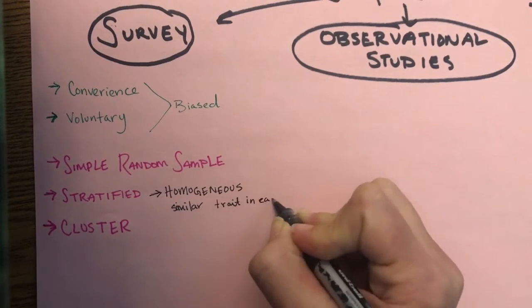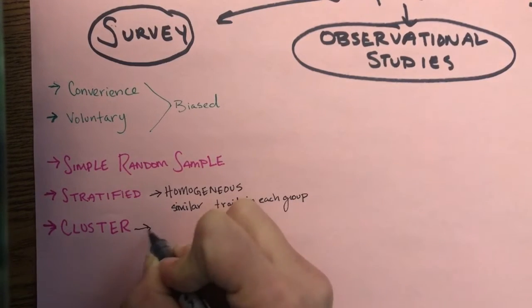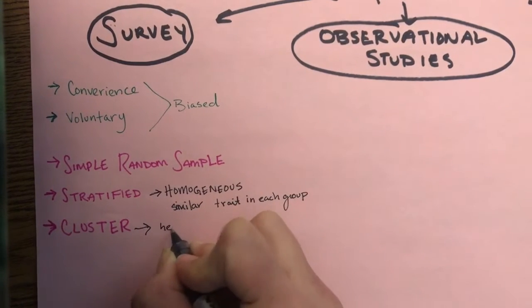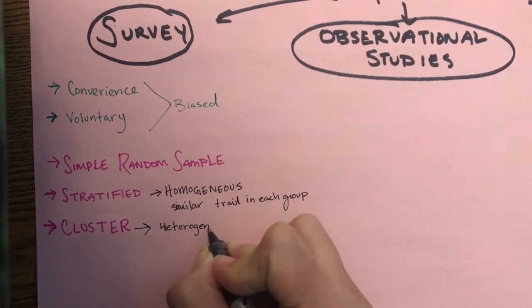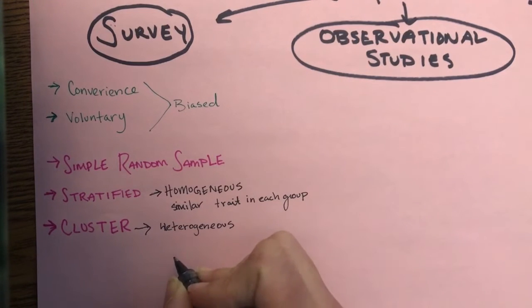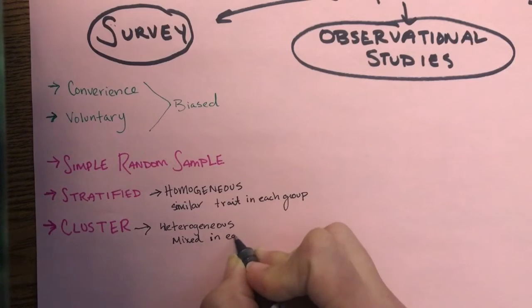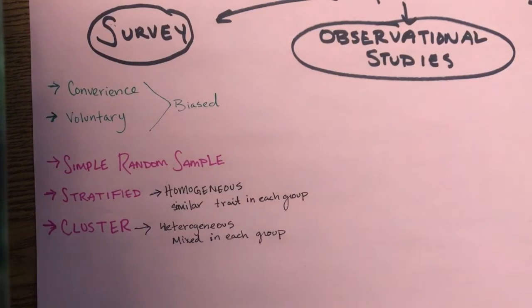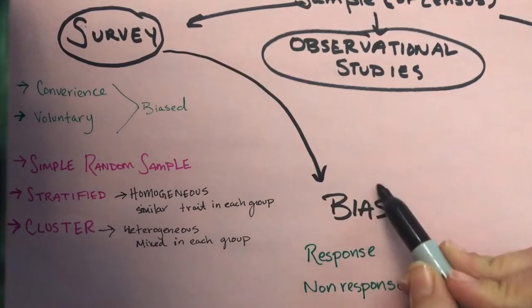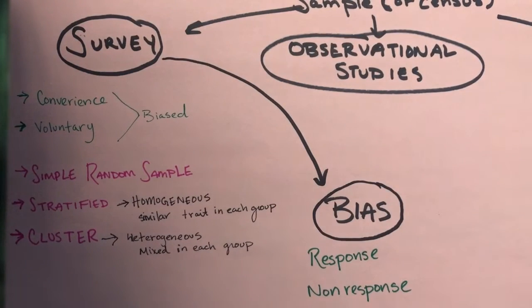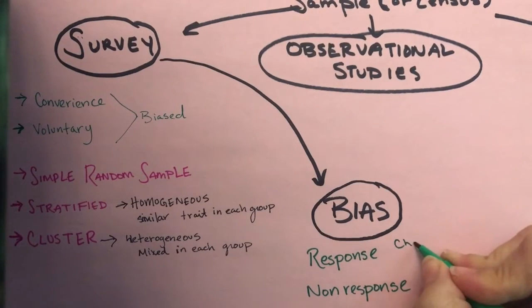If you're looking at a stratified group, you're going to want homogeneous groups. That means they all have a similar trait, and then you take a simple random sample from each group. Cluster would be heterogeneous, and you'd take one cluster and you would survey everyone in that cluster.